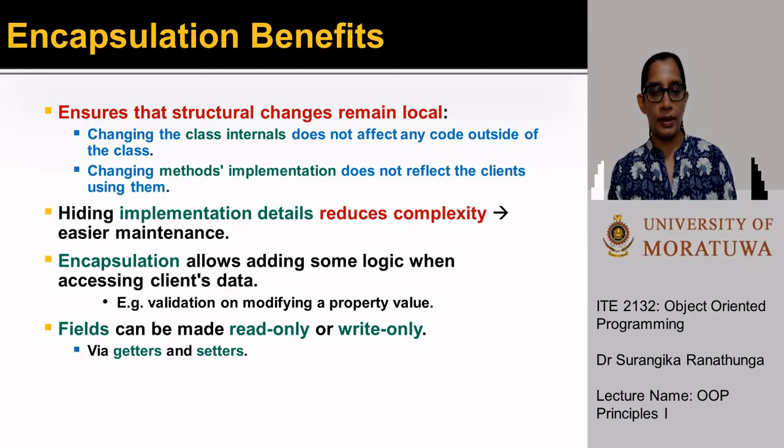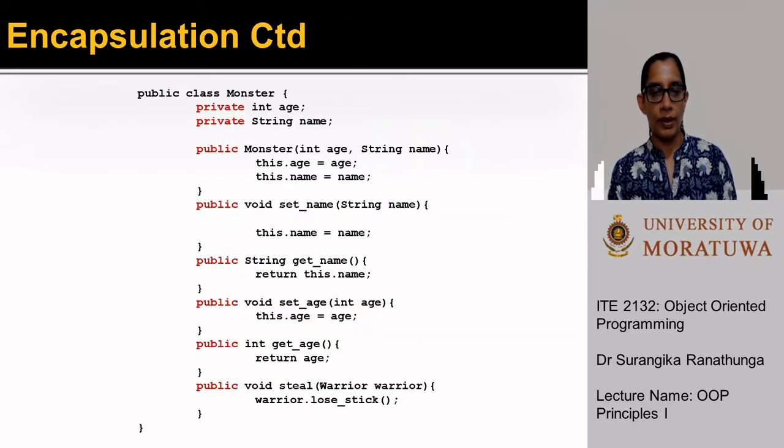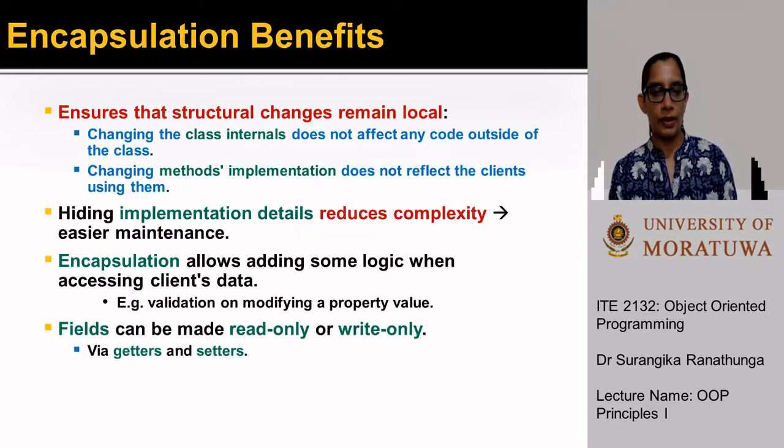And another thing is, if you look at this code, now integer age is private, you cannot access it directly. You have to access it through the getter and setter, get name and set name. So if you want, you can add some additional logic that governs how this attribute is accessed. The other one is, depending on your logic or your requirements, you can make some fields read only or write only.